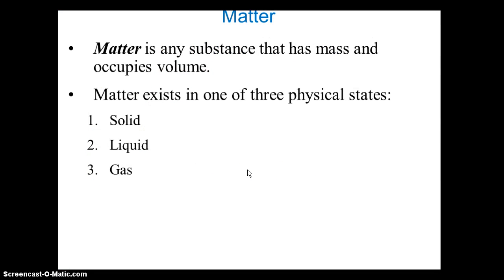So let's define matter. Matter is any substance that has mass and occupies volume. Matter exists in 3 physical states: solid, liquid, and gas.